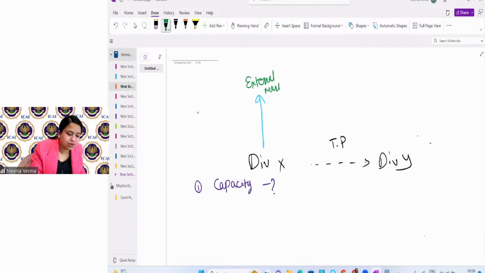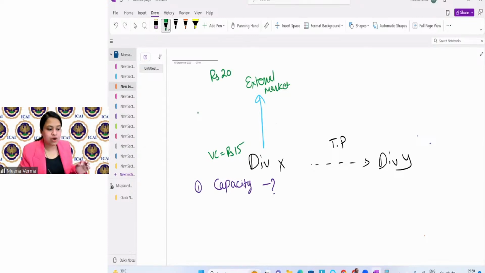See what is the market. See in the market at what price you can sell the goods. See what is the variable cost here. For example, this is the variable cost. In the market, you can sell it for ₹20. And see what is the demand.